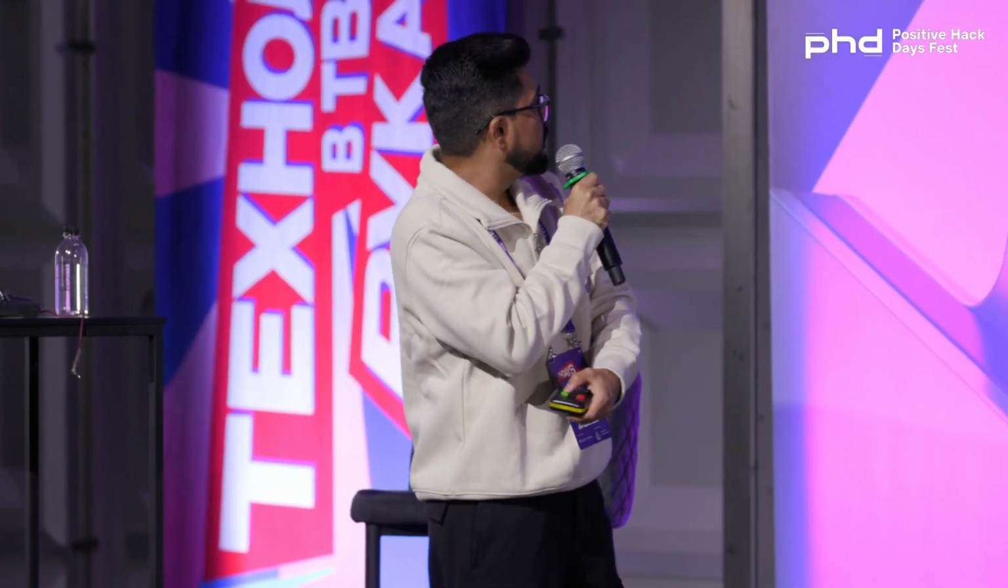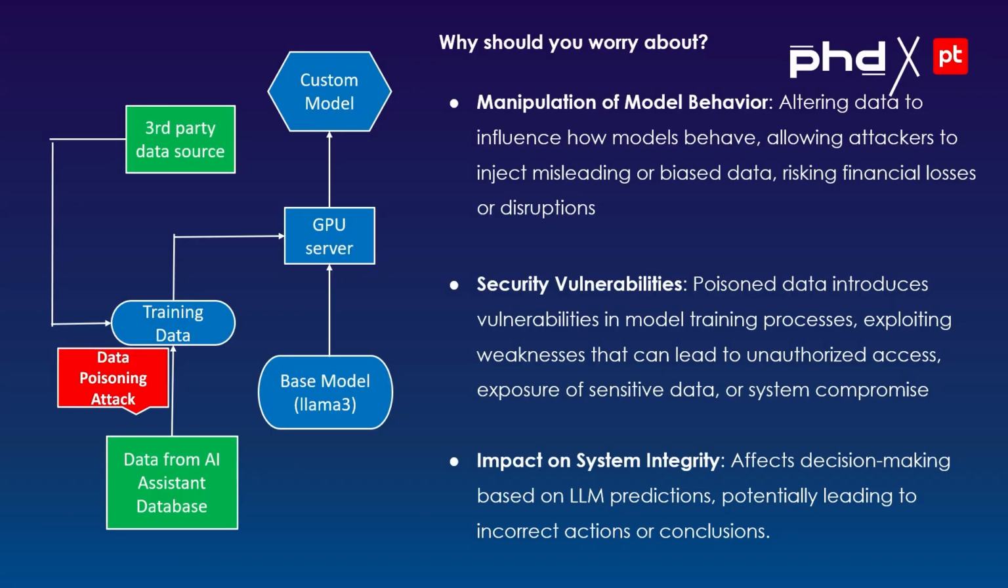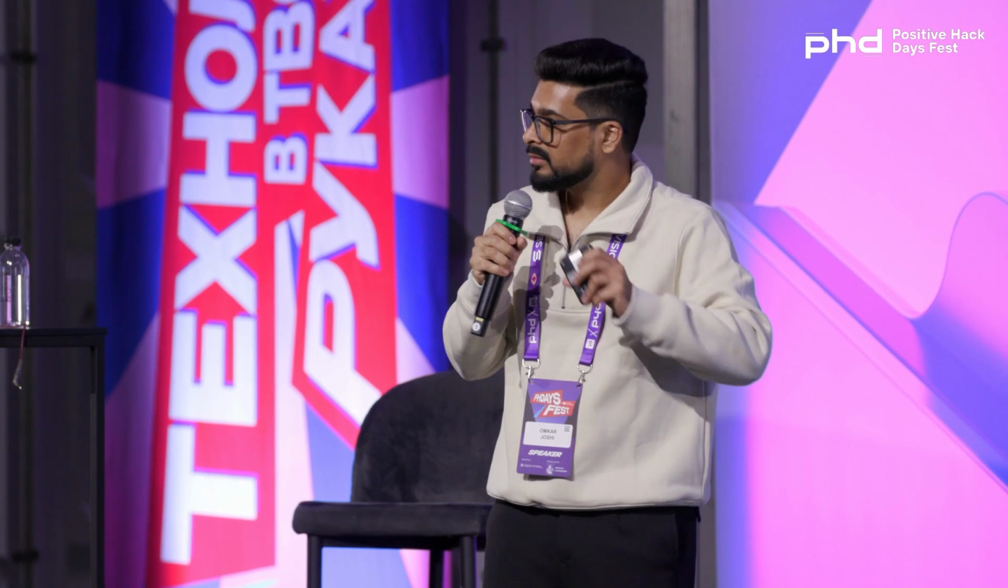So now, I believe it's okay. So this is where you see it. Okay, where it occurs: the model poisoning occurs in the base model as well as the custom model. That is where the model will be poisoned, and now we will shift towards the next one, which is supply chain.